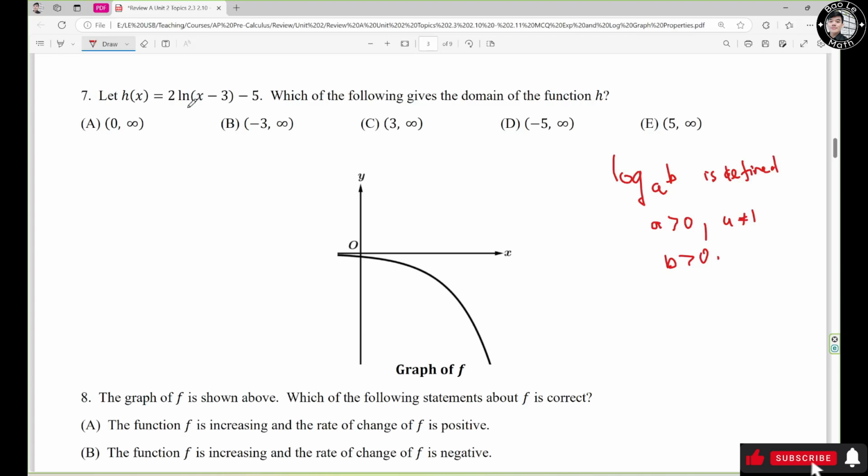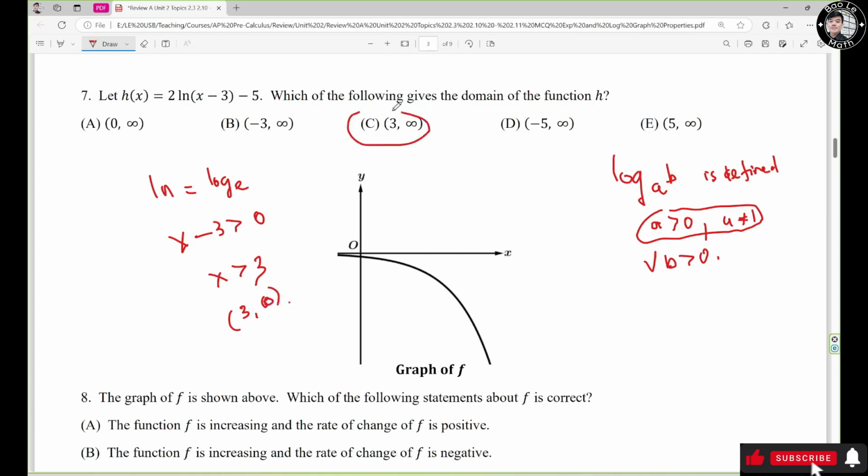Now, since a is e, right, natural log is the same thing as log base e, right? So we don't need to worry about this guy anymore, right? We only worry about this guy right here. B greater than 0, which is the one inside parentheses. So s minus 3 must be greater than 0, add 3 to both sides, s greater than 3, right? So which means it's going to be from 3 to positive infinity, right? So the answer must be C.